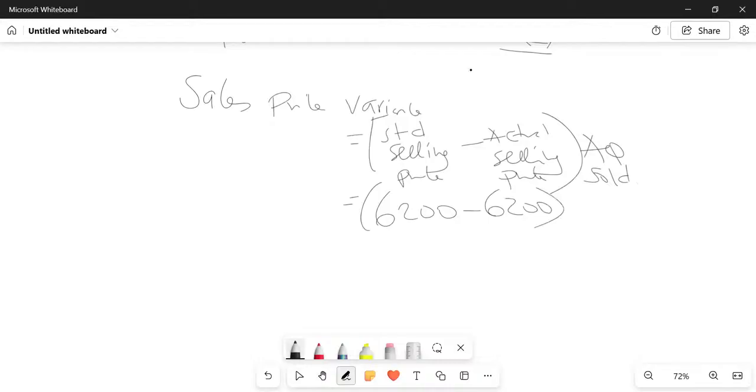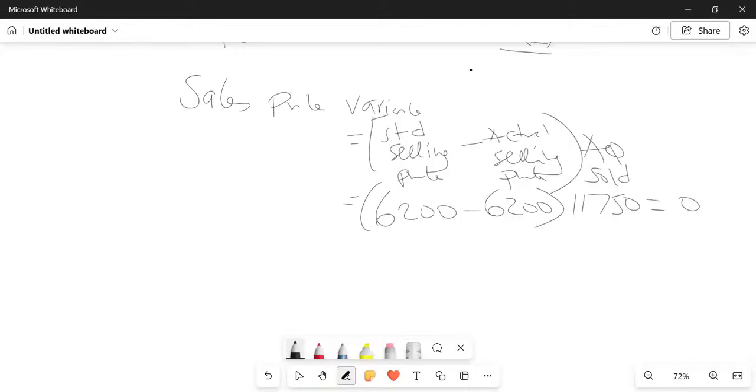How about the actual quantity sold? 11,700. So this automatically will give me 0. After that, ladies and gentlemen, the next one will be the sales volume variance.